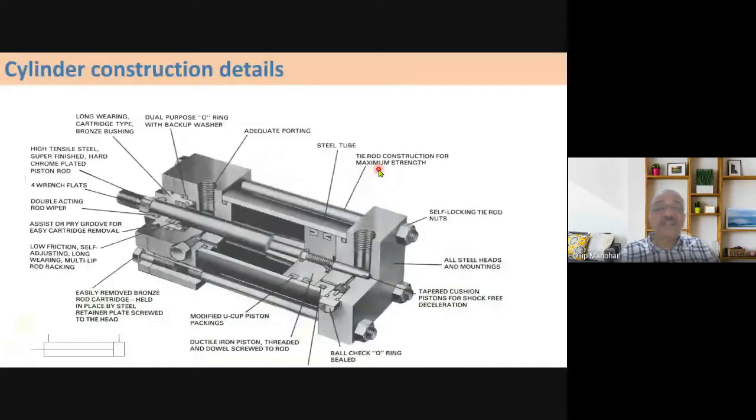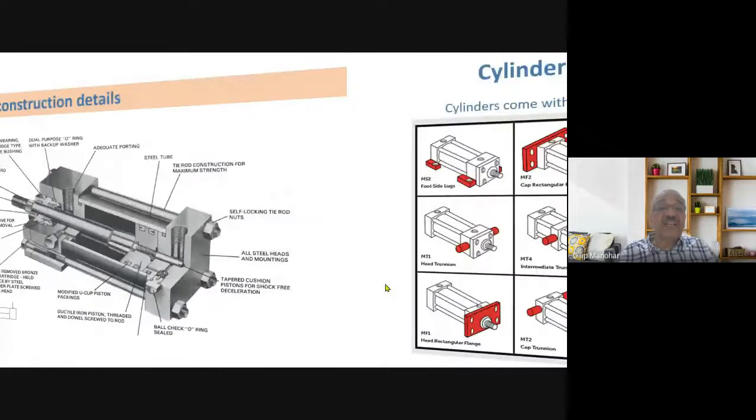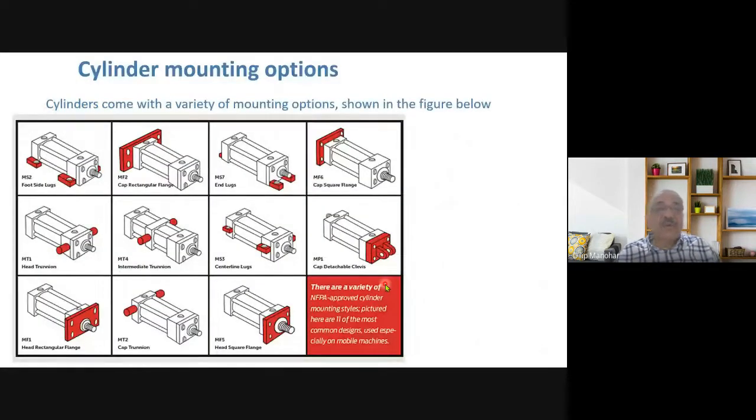These are actually 3D views of the same thing. You can see there are a lot of seals used for allowing free movement of the rod, but the seals protect the oil from coming out at the rod end. Similarly, seals will be here for the cap end also. That construction you can see later.